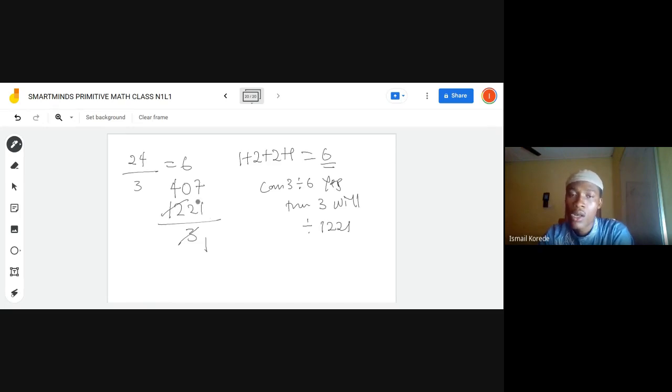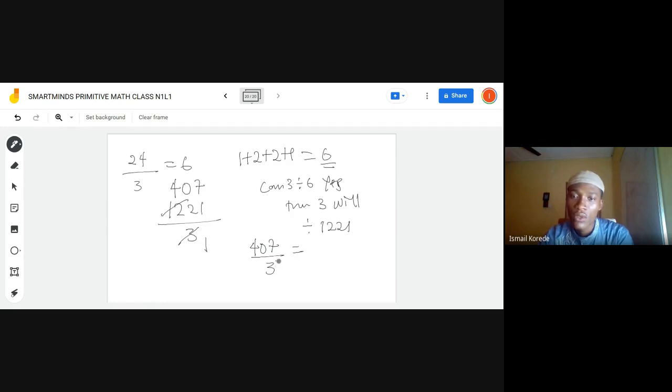407. So you might also be interested in checking if 3 will divide 407 itself, because as I'm looking at it, I think it will or it will not. So let's see. Can 3 divide 407? Let's add together and see. 4 plus 0 is 4. 4 plus 7 is what? 11. So 3 will divide 11 with a remainder. So there will be a remainder in this case, because 3 is not a multiple of 11. So let's see that and confirm.